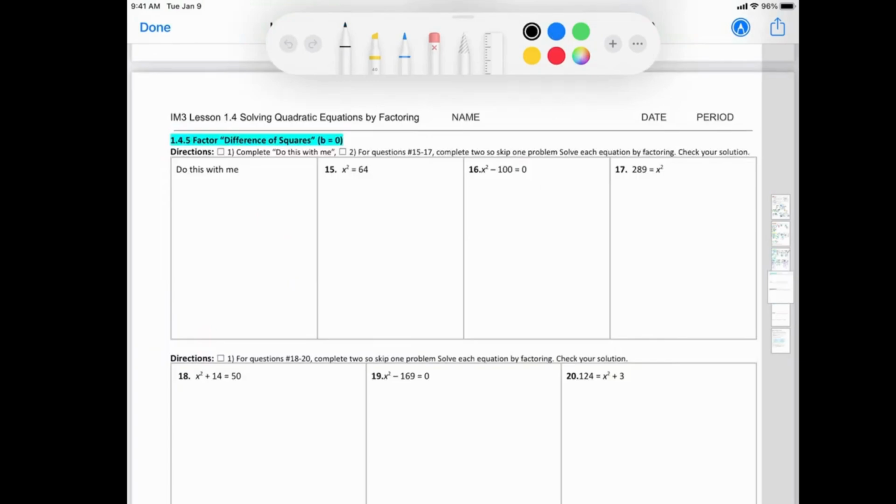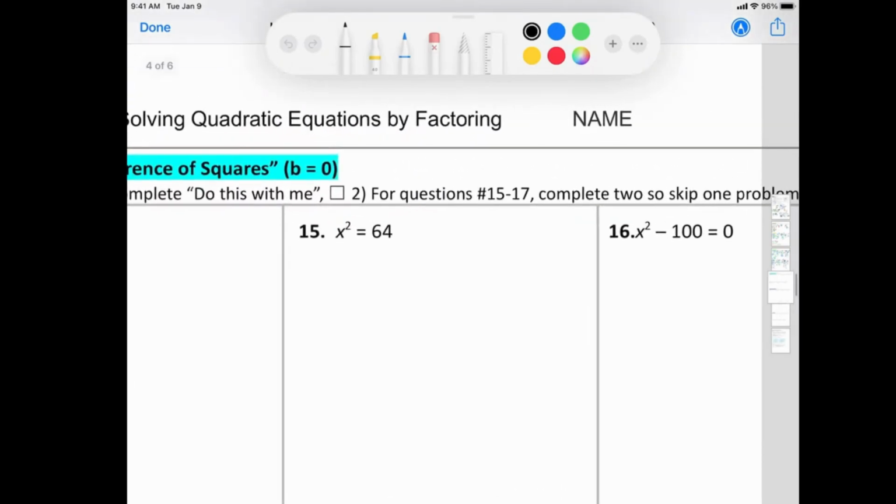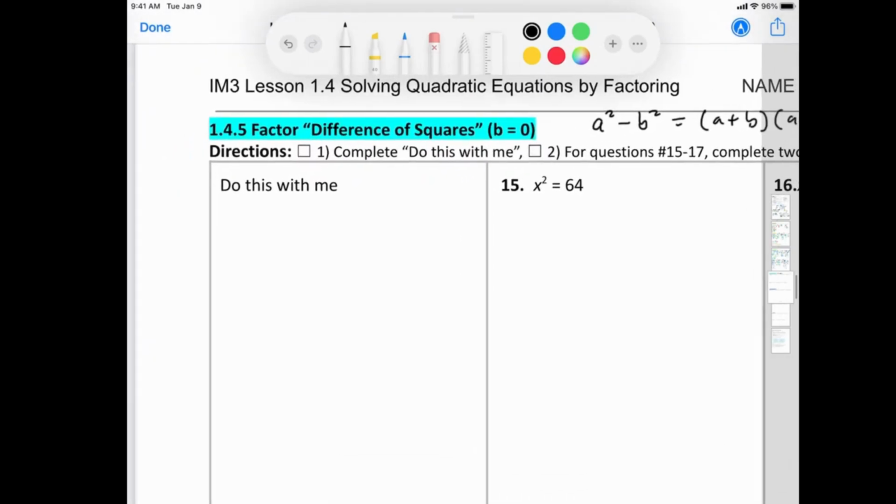Alright, let's go over 1.50, factoring the difference of squares. Basically this means b equals 0. I'll show you guys the formula, but I don't like memorizing this formula. A squared minus b squared equals a plus b, a minus b. And the reason why I don't is because it's just another formula to memorize, and it's kind of easier if you just use the Xbox method.